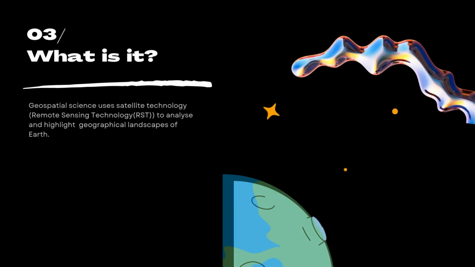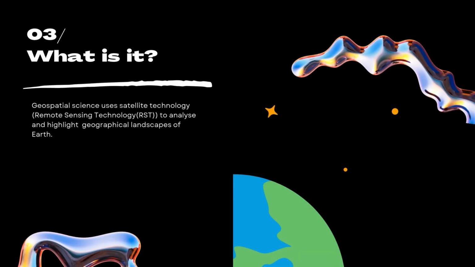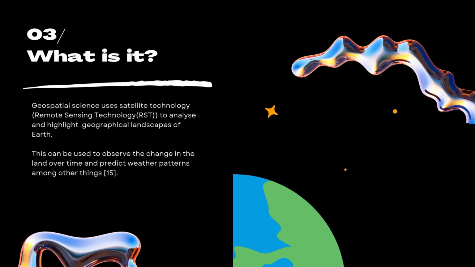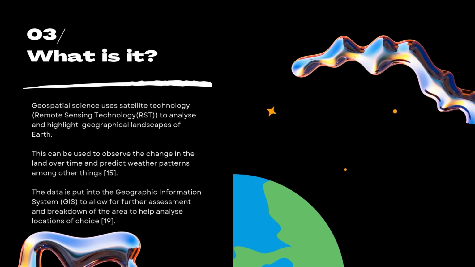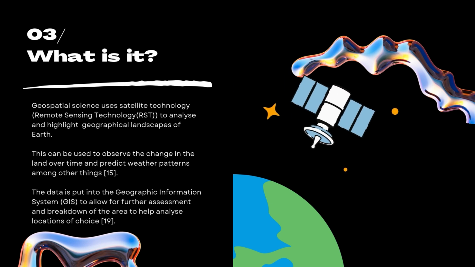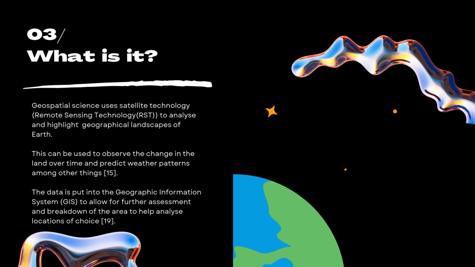Geospatial. What is it? Geospatial science is a form of research utilizing satellite technology, remote sensing technology, and data to analyze and showcase the geographical landscapes of the Earth. Additionally, this data can further be used to observe the change in the land over time, predict weather patterns, and measure the concentration of gases in an area, among other things. All this data can be slotted into the Geographic Information System, the GIS, to allow further assessment and breakdown of data to help pinpoint and analyze locations of choice.